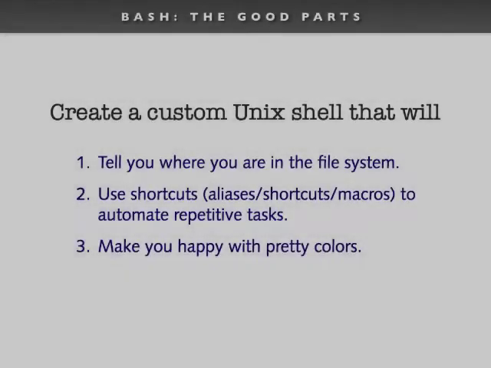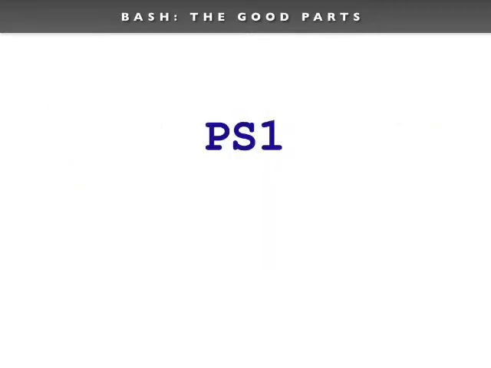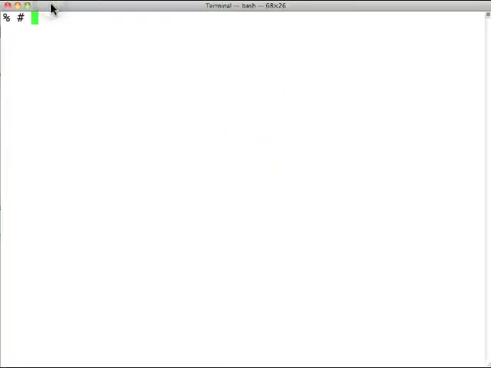To get off to a good start with Unix, you need to have three things. The first is a good prompt. A good prompt can tell you where you are. Secondly, you need some aliases to automate tasks. And thirdly, you need some colors. Colors will make you feel happy when you log in. The prompt is in a variable named PS1. So let's log into a remote system and fix it.